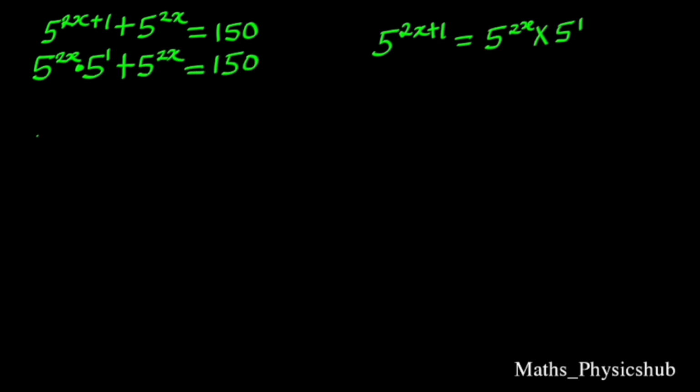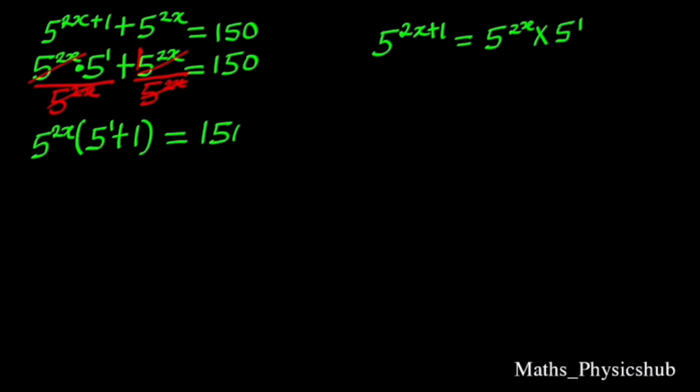150. Next, we factor out the common term on the left side. The common term here is 5 power 2x. Dividing the terms on the left side, with 5 power 2x, will leave us with 5 power 1 plus 1. So what we have is, 5 power 2x times 5 power 1 plus 1, equals 150.